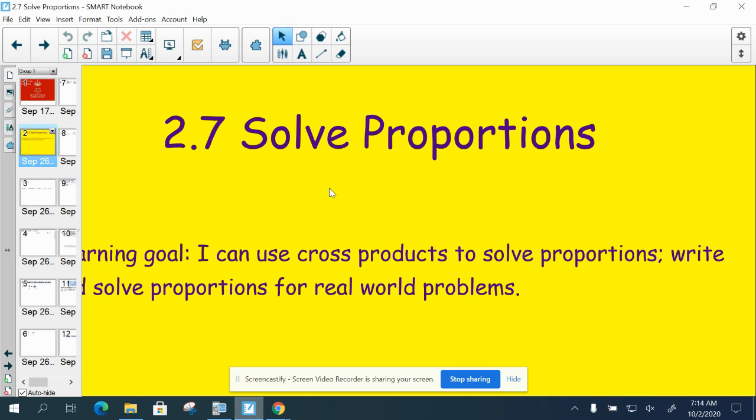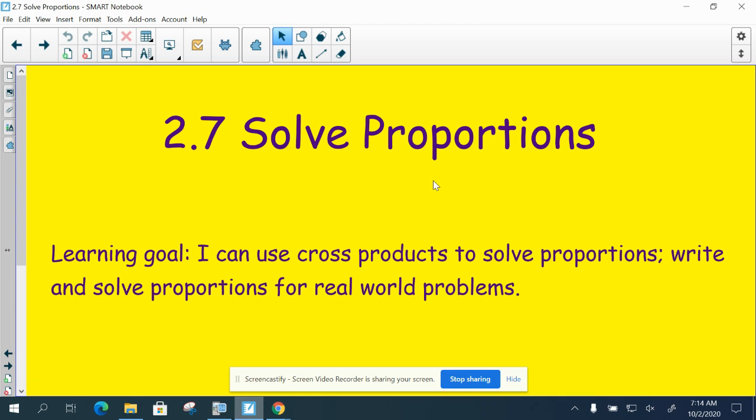Everyone, this is lesson 2.7, solving proportions. Today we're going to learn how to use the cross product to solve proportions and write and solve proportions for real-world problems. So this lesson is very similar to 2.6, but we're just taking it a step further, and you're going to see that the variable sometimes is in the denominator, or there are variables on both sides of the proportion, or in the numerator or denominator, there's an expression rather than just a number or a variable.